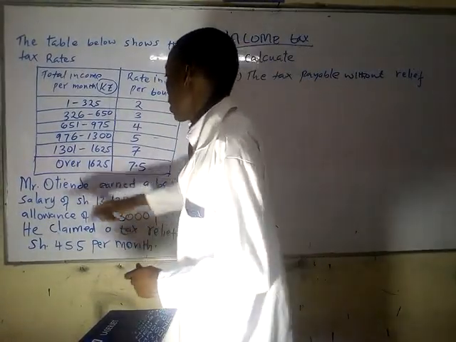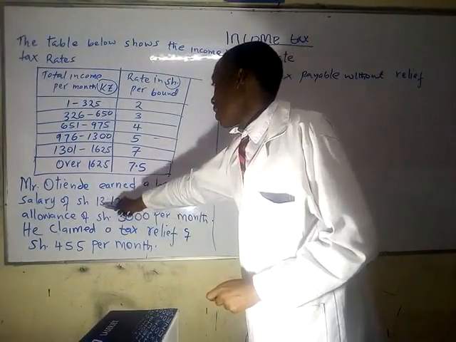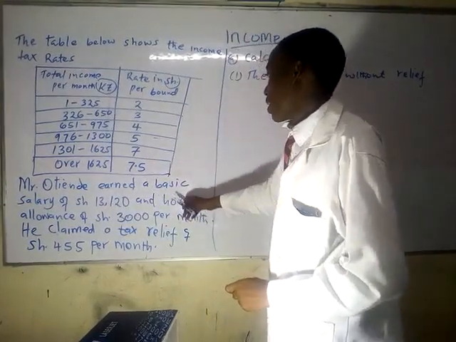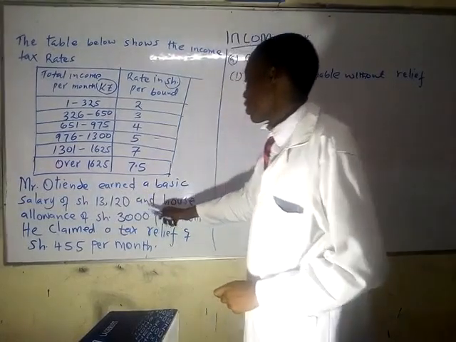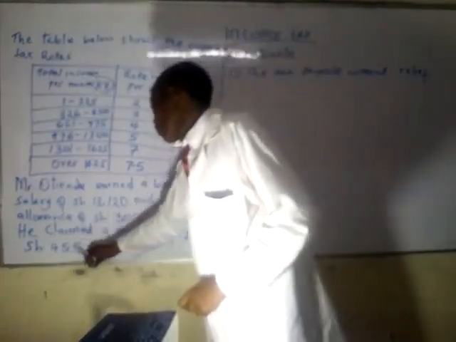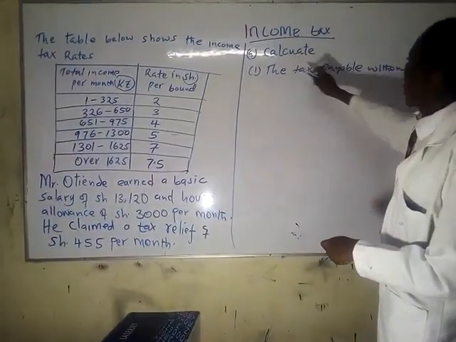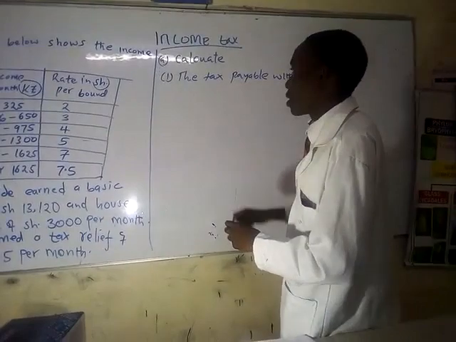We are also told that Mr. Otinde earned a basic salary of shillings 13,120 and a house allowance of shillings 3,000 per month. He claimed a tax relief of shillings 455 per month. So we are told to calculate the tax payable without relief.